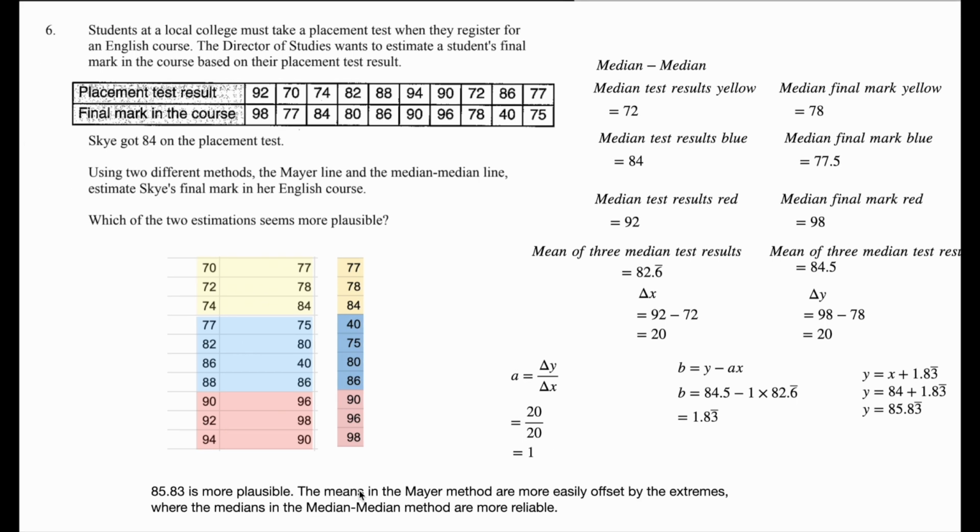The means in the Mayer method are easily offset by the extremes. This person who got an 86 got a 40. That's an extreme. The extremes can move the means around drastically, but medians aren't as affected by the extremes. In the median method, the result that we got seems more reasonable. The means in the Mayer method are more easily offset by the extremes, whereas the medians in the median method are more reliable. And that is it for question 6. Have a good day.